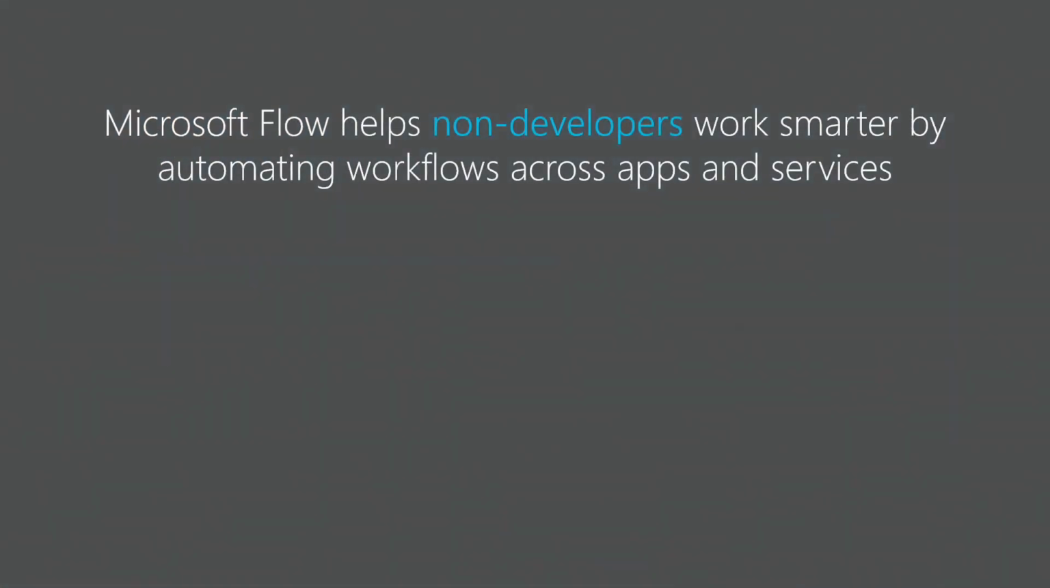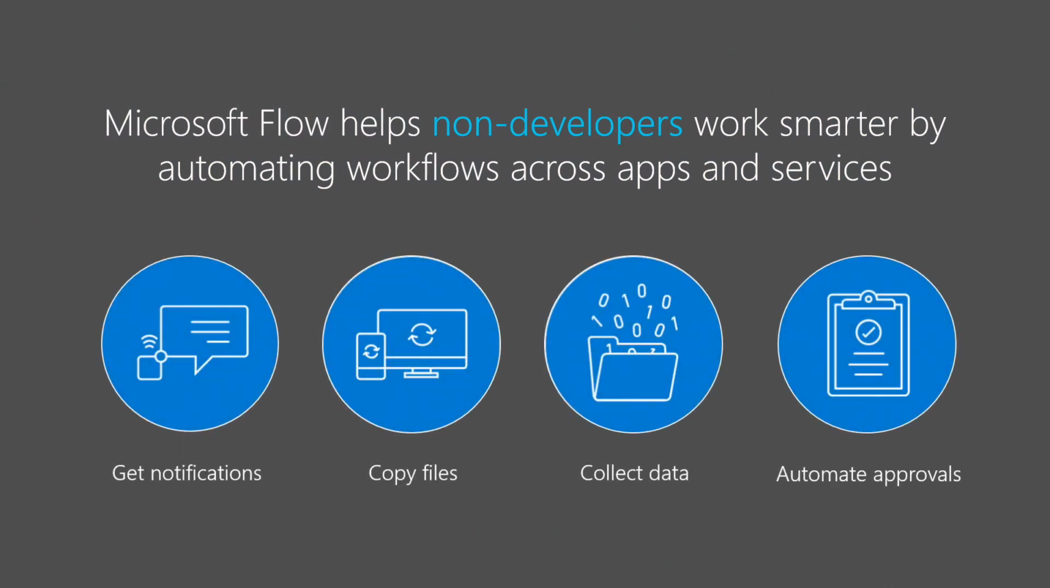So the idea behind Microsoft Flow is it allows you to work less and do more. Flow helps non-developers, so essentially business users, to work smarter by providing you automated workflows for your favorite apps and services. As an example, you can use Flow to get notifications. Whenever you get an email from your manager, for instance, you can send a push notification to your mobile device. Or, for example, when a new list item gets added to a specific list in SharePoint, you can send yourself an email or a text message with details about that SharePoint list item.